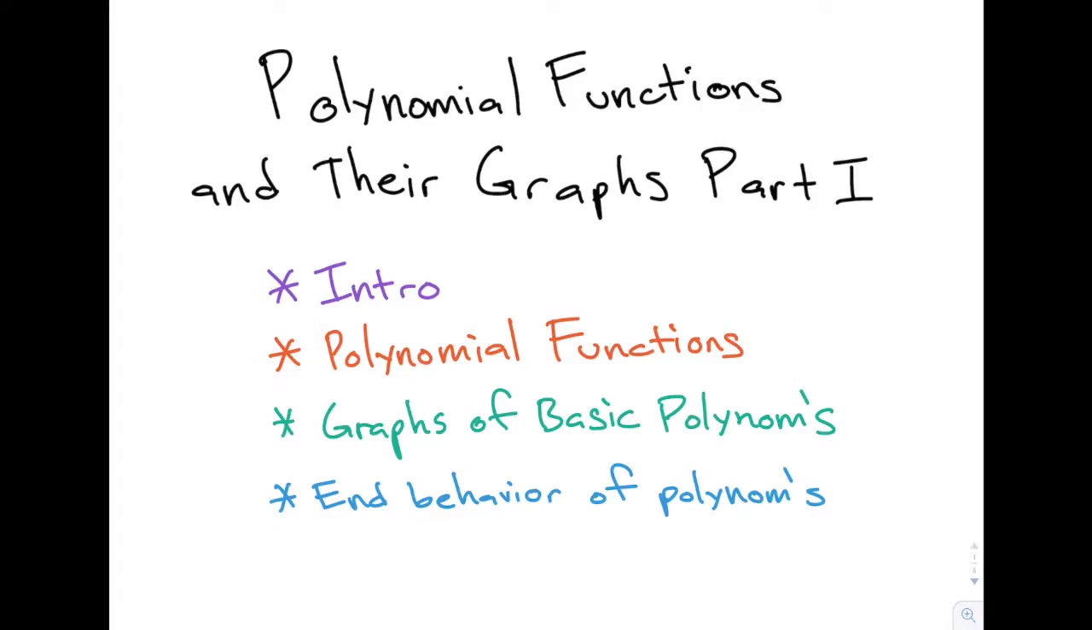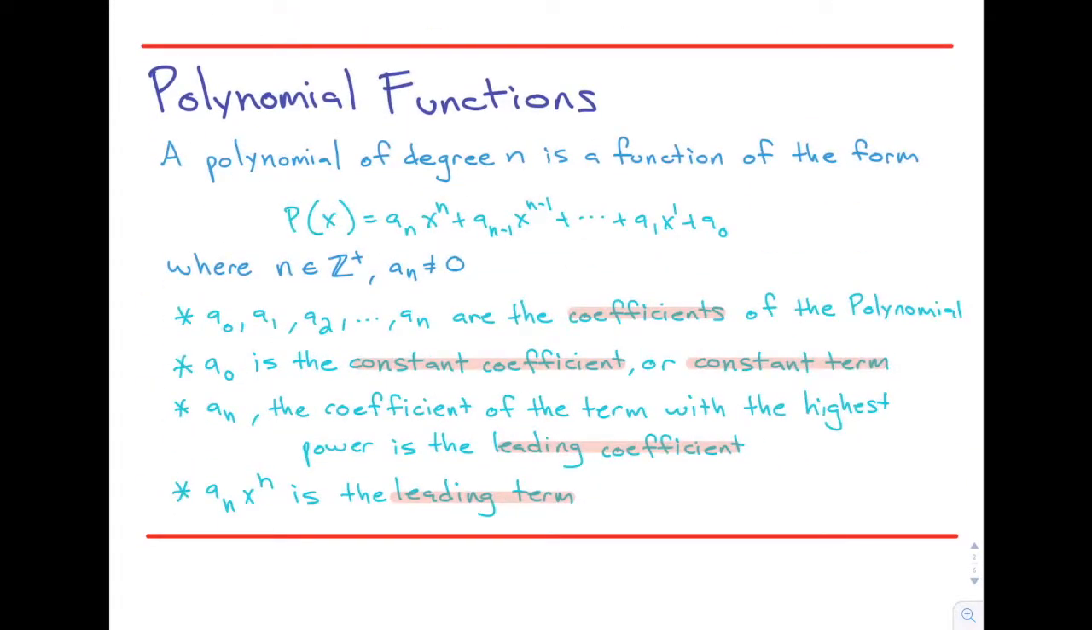And then from there, we'll look at graphs of basic polynomials, starting at polynomials of degree 1, 2, 3, 4, kind of working our way up. And then that will be a good jumping off point for starting to talk about the end behavior of polynomials. So I thought for this one we'd start with a definition, and then we'll look at a couple examples just to kind of make sure that we're on the same page with understanding how to talk about polynomials.